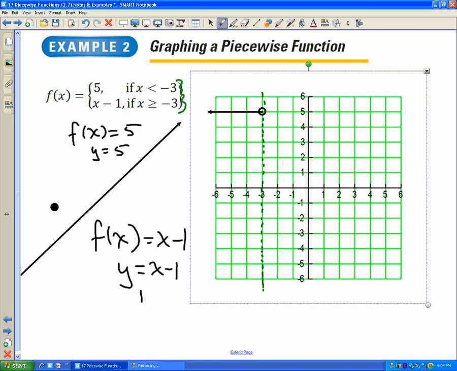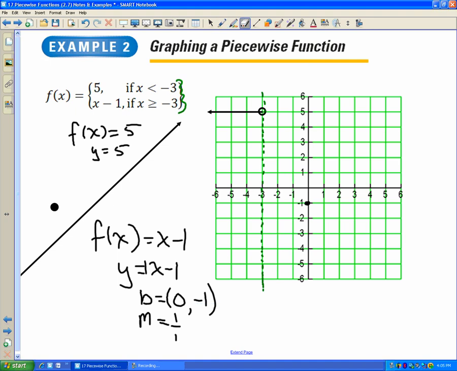My y-intercept b is negative 1, so the coordinate is 0, negative 1. My slope m is 1 over 1. So I start at negative 1, and I'm going to go up 1, right 1. That's not right. Let's try this again. I'm going to go up 1, right 1, up 1, right 1, and I can do this as much as I want.